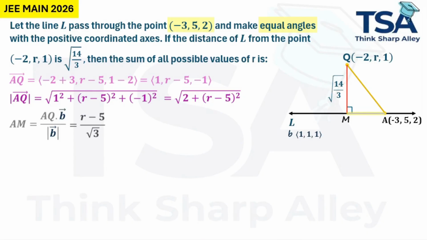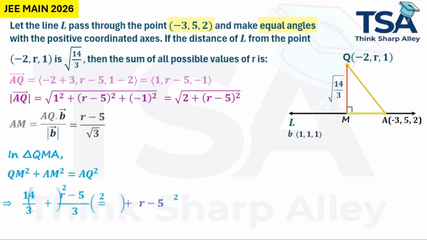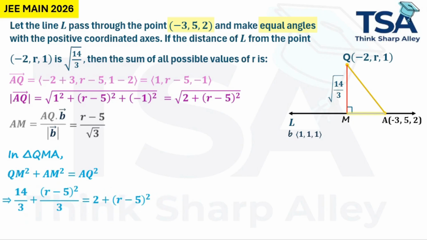Now step 3. Let's finish the problem using Pythagoras theorem in our right triangle QMA, which is QM² + AM² = AQ². So let's plug everything in and we get this. Taking the square of the square root removes the square root, so we get this. Do not expand that (r - 5)² bracket into a messy quadratic. Treat it as a single variable block.